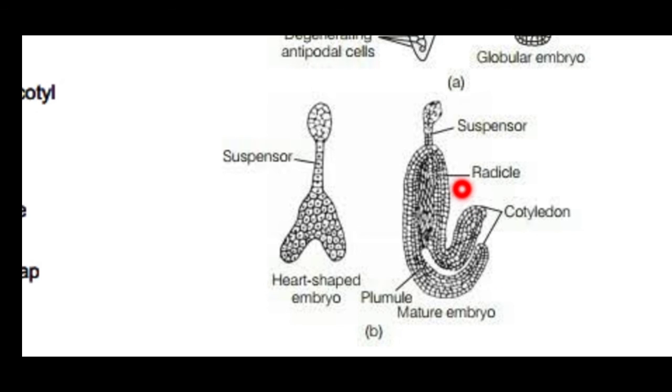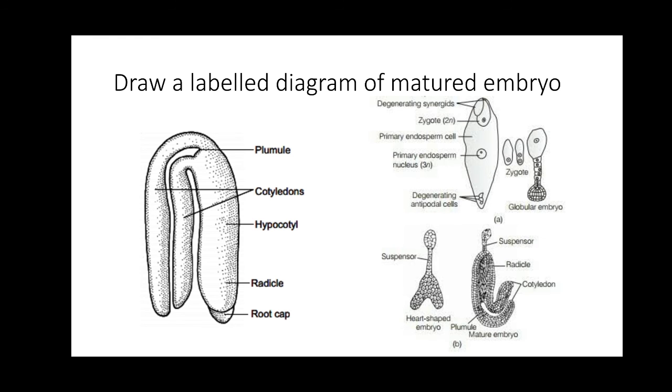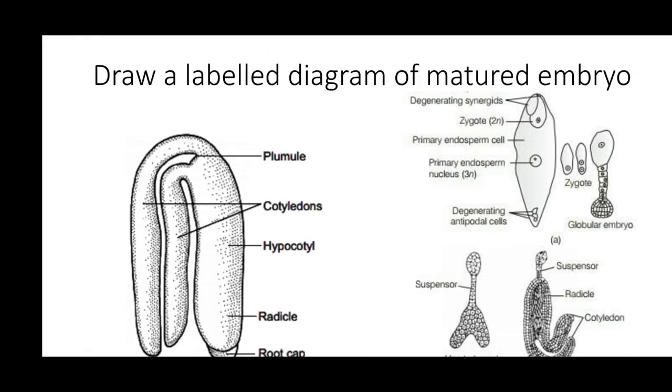Even if you draw this, it will partly be considered a correct answer, because though you are showing the entire structure there, the suspensor and everything, the matured embryo is still being shown. But you will not draw the entire thing. You will only draw this particular diagram.